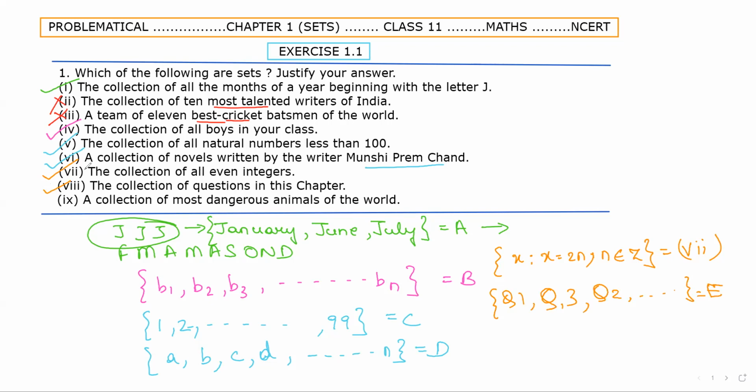A collection of most dangerous animals of the world. Now, words like most dangerous, least dangerous, best or worst are indications that this is perspective based. This is according to some criteria. If that particular criteria is mentioned and the elements can be derived from it, then it's fine. But here, nothing else is mentioned. The word most is used, and according to whom is not specified, hence it's not a set. So in this question, there are 3 values, second, third, sixth and ninth, which are not sets. The rest all are sets.